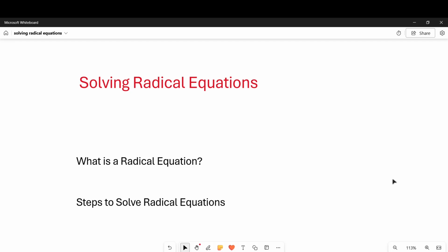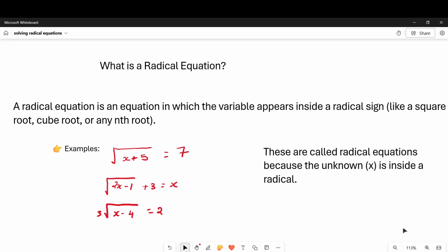Today we are going to discuss how to solve radical equations. So the topics are: first, we will see what a radical equation is, and then the steps to solve radical equations. Let's go to the video. First, we will see what a radical equation is.